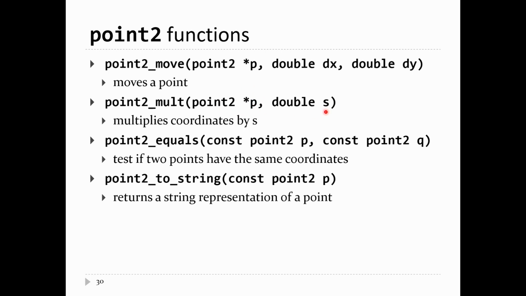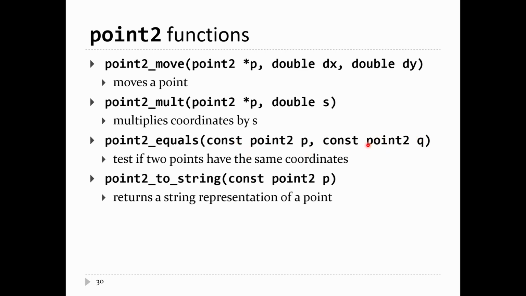Next, scale multiplies the coordinates of this point object by s, so that lets you scale a point or mirror it if the s is negative. Here's equals. I want to test if 2 points are equal. Now I don't need pointers here. All I care about are the x and y coordinates of p and q. It doesn't matter if I get those via a pointer or via a copy. It's going to be the same thing either way.